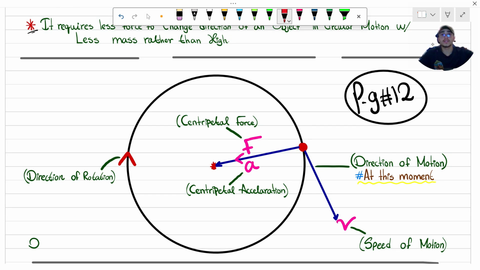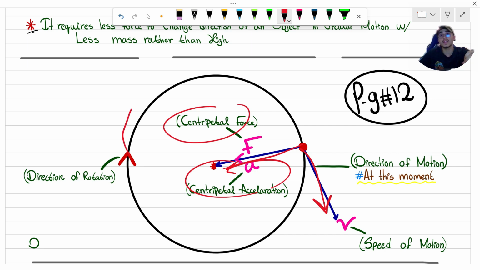So this is an object. This is the direction of speed of the motion. It's actually moving here. But because this is centripetal force, it pulls it towards the center. So this is the centripetal force and acceleration, both acting towards the center. But this is the direction of rotation, and the direction of motion is, of course, not the same as the centripetal force.